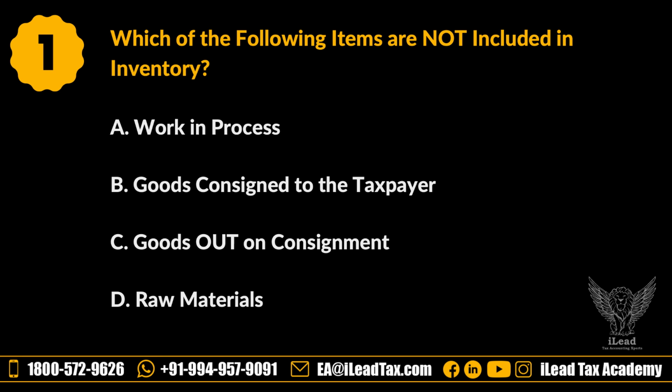And the last one, which is raw material. Raw materials are the basic materials that are used in the production or manufacturing process. They are considered inventory until they have been incorporated into a finished product. So prior to being used in production, raw materials are not yet considered ready for sale and therefore are included in inventory. So the correct answer is B.